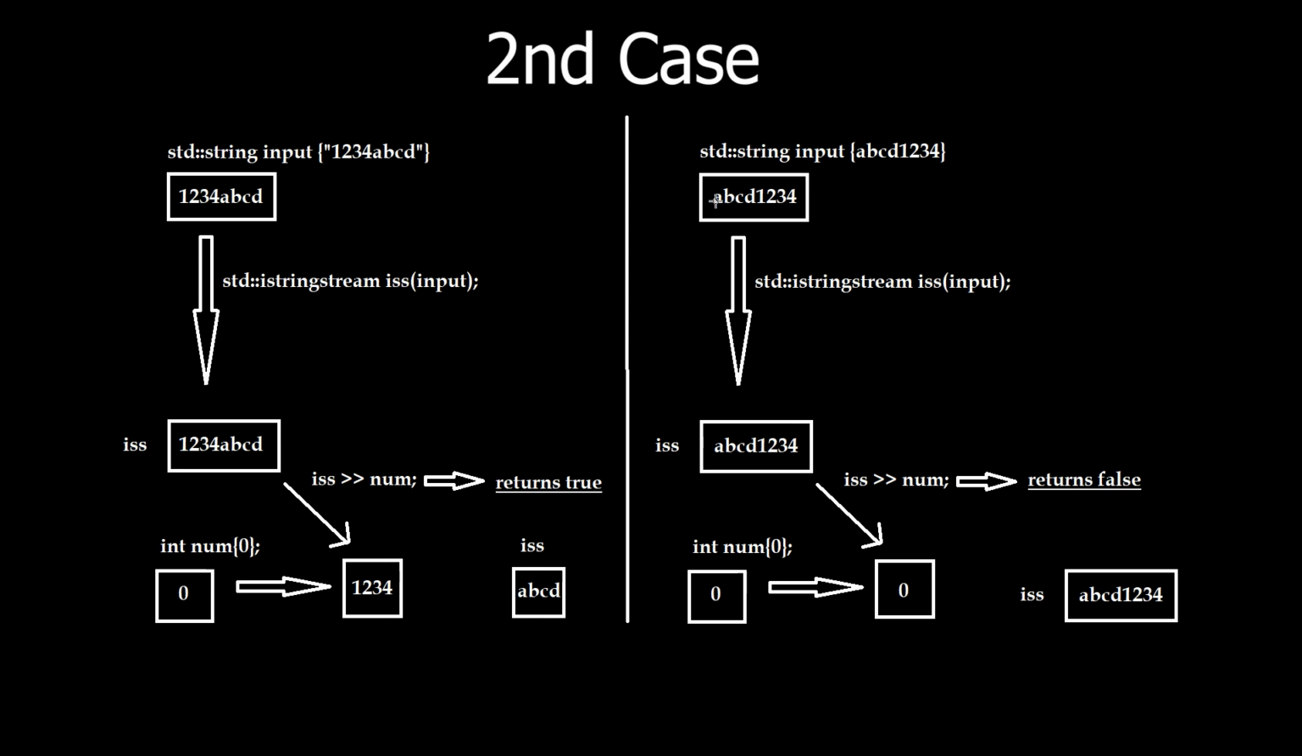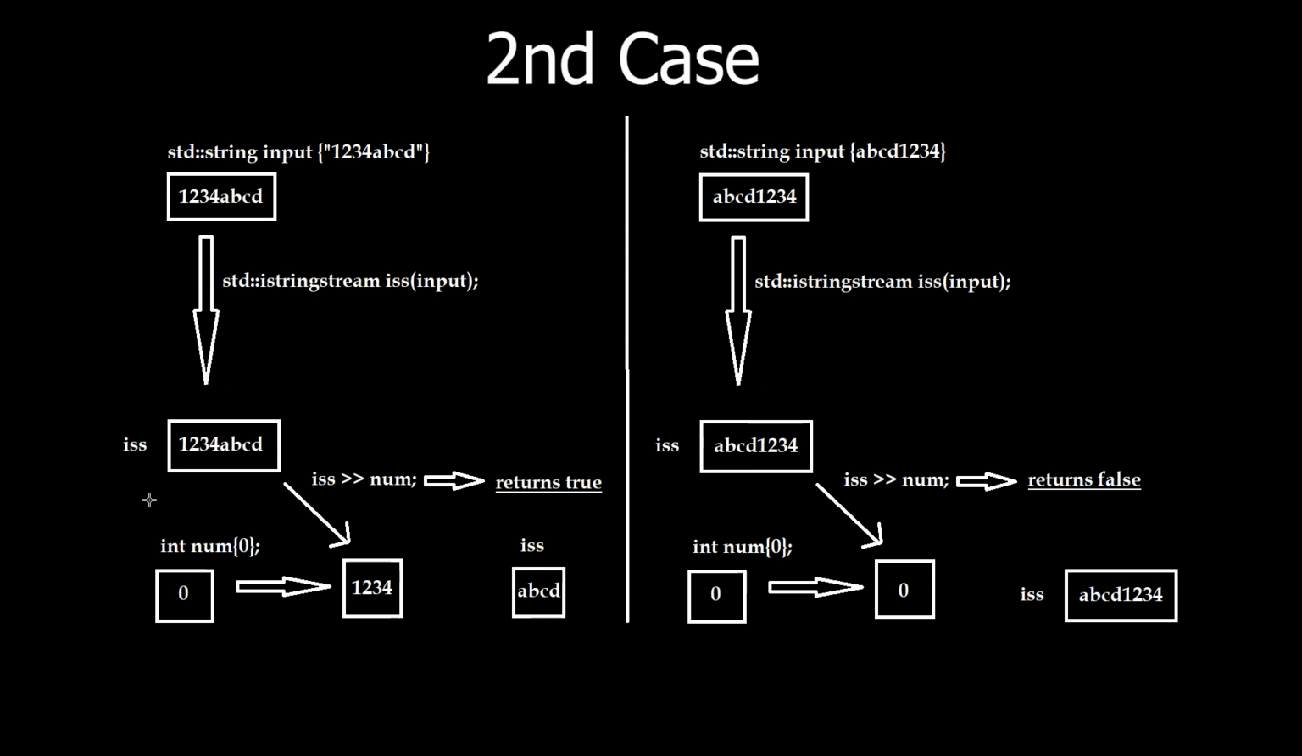But what if we just do this whole thing but in reverse? Instead, we, for example, type ABCD 1 2 3 4, and then again we inject it into our iss variable, so it's going to take that same value. And if we do iss into num, it's going to return false, because it's going to look at the first part of our iss and it's going to see A. We can't inject A into an integer type because A is a character. So the num variable is going to stay 0 and our iss is going to stay the same. So in this case, it's going to return false.